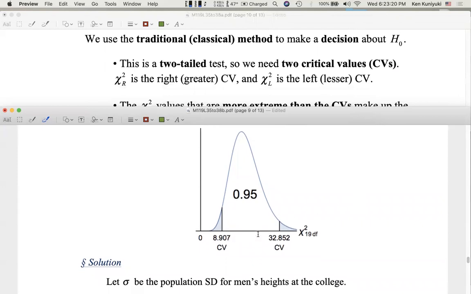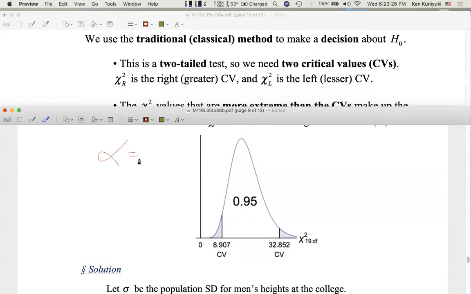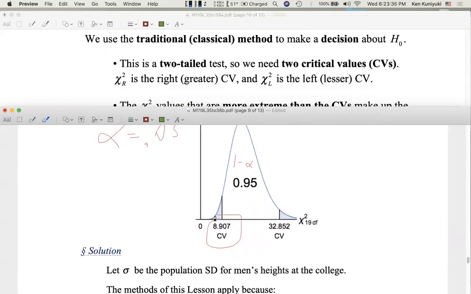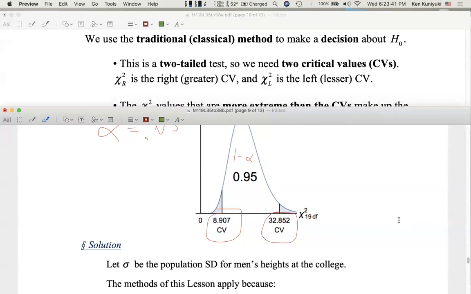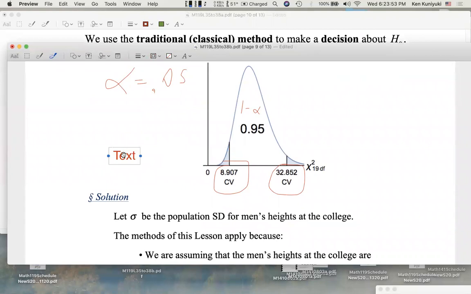All right, so what are the critical values that trap 95%, which is the complement of alpha? Alpha is 0.05, so 1 minus alpha in the middle, like for a confidence interval. It's going to be 8.907, that's the left critical value, and 32.852, that's the right critical value. They don't go plus or minus like they did for T or Z. I'm giving you these critical values, and I'm also giving you the critical region. It's in 2 parts. We have a piece of the critical region over here, and a piece over here.